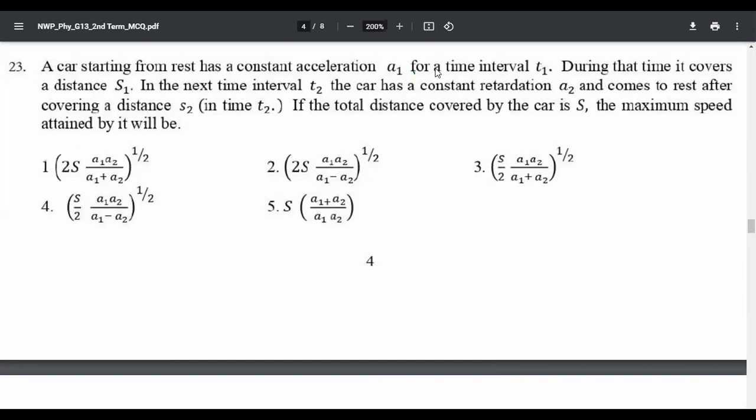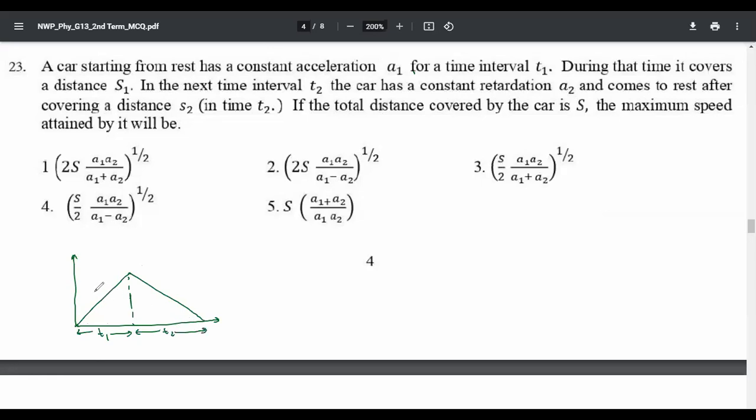Time can't be there in the answer. A car starting from rest has a constant acceleration of a1 for time interval t1. During that time, it covers a distance of s1. In the next time interval t2, the car has retardation, so the graph goes like this, isn't it? This is how the graph goes. And this portion of the graph we can take as t1, and this portion is t2.